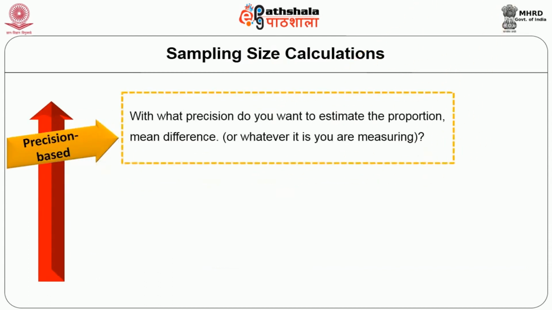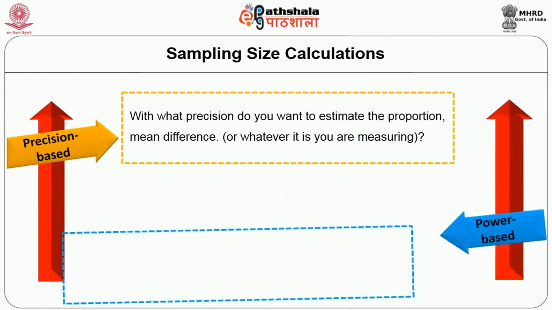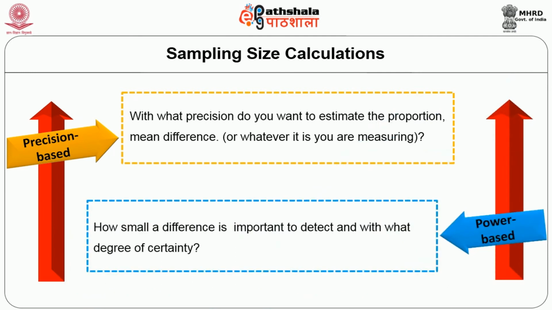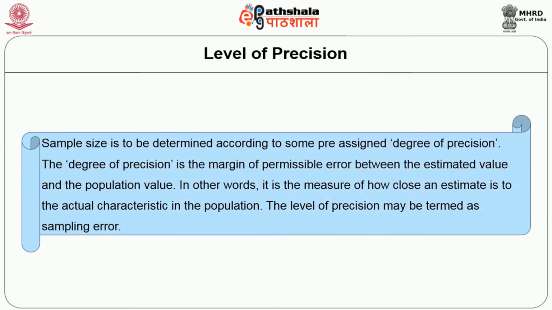There are two approaches to sample size calculation. One is the precision based. With what precision do you want to estimate the proportion, mean difference, or whatever it is you are measuring? The other one is power based. How small a difference is important to detect and with what degree of certainty?